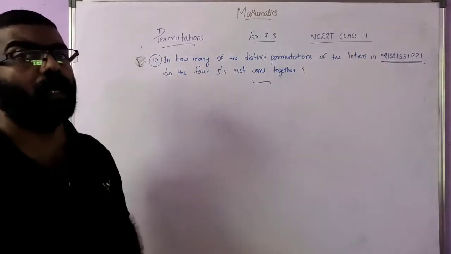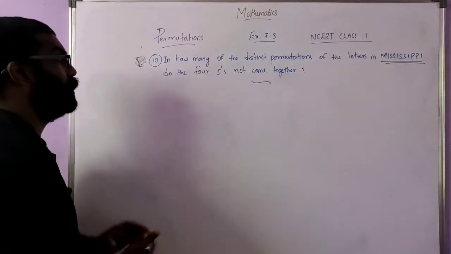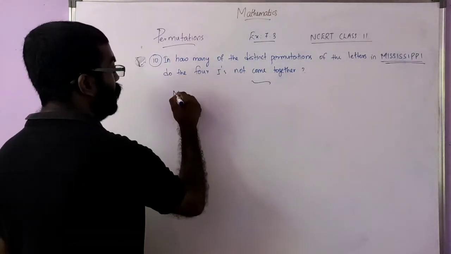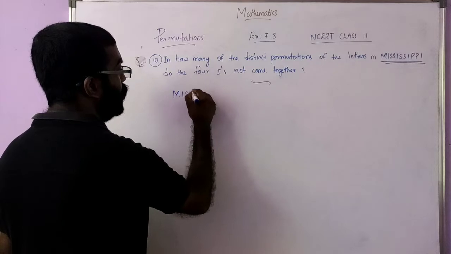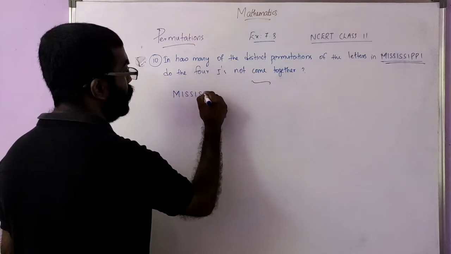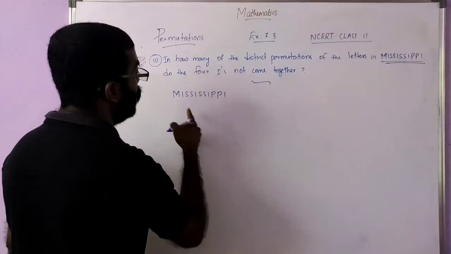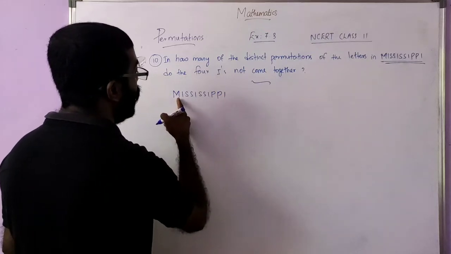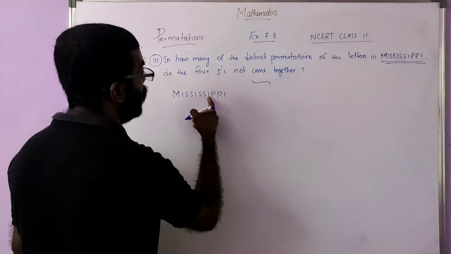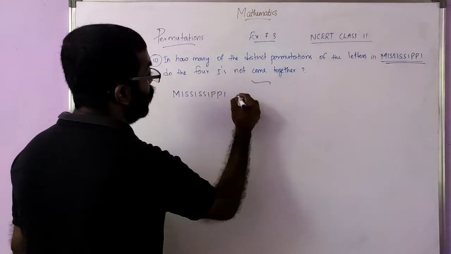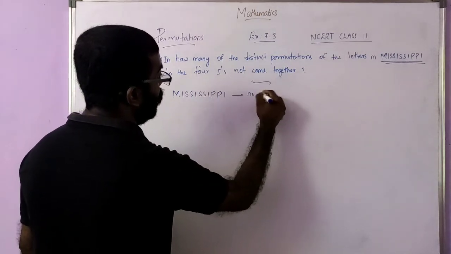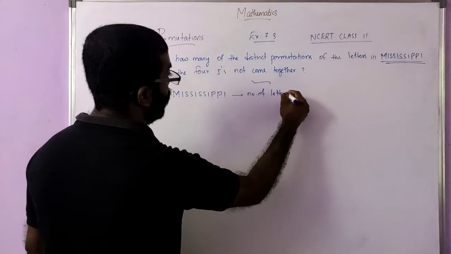Okay. First of all, we can find the total number of permutations. For that, we can write the word here. It is Mississippi, and we can count the number of letters in it. 1, 2, 3, 4, 5, 6, 7, 8, 9, 10, 11. Okay. So the number of letters is 11.